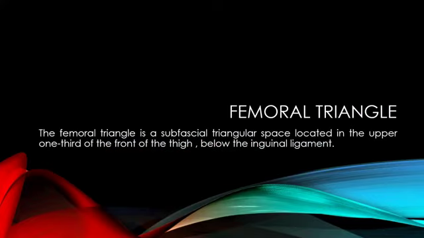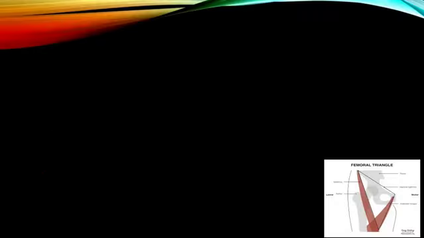The femoral triangle is a subfascial triangular space located in the upper one-third of the front of the thigh, right below the inguinal ligament. The inguinal ligament is one such landmark that separates the pelvis from the lower limb, and right below it we have a triangular space located below the fascia, so it is subfascial, and this space is called the femoral triangle.